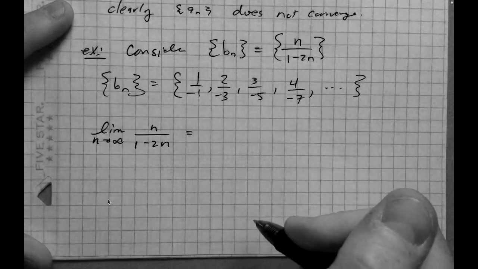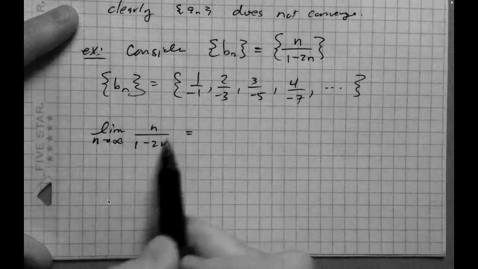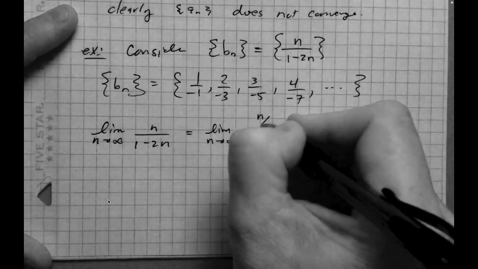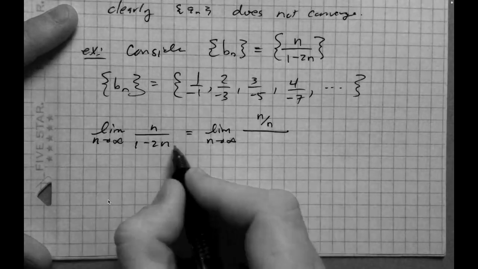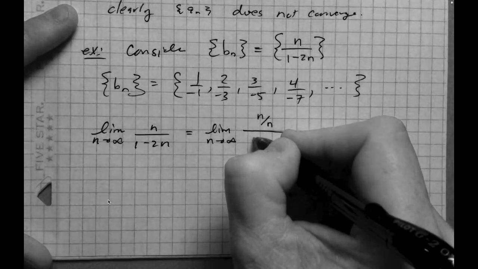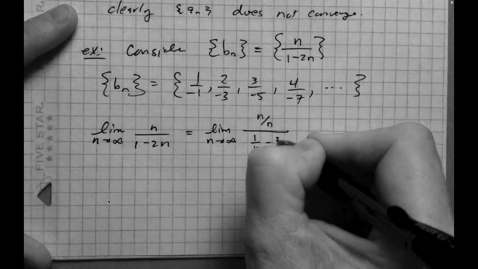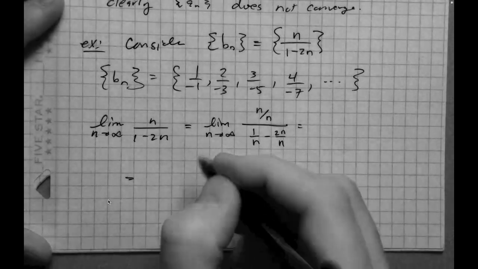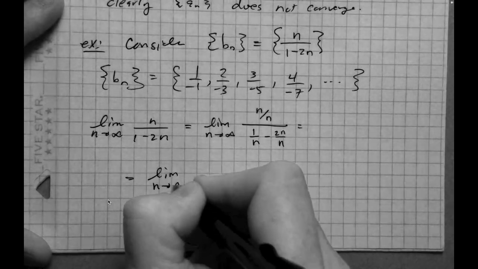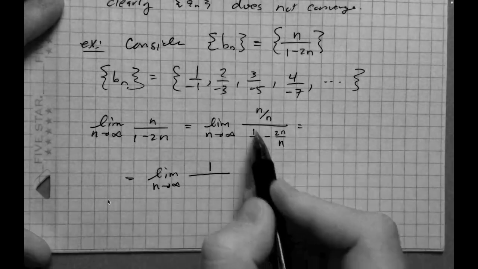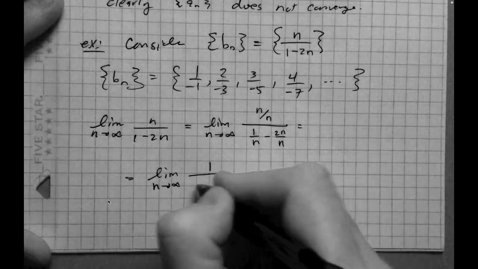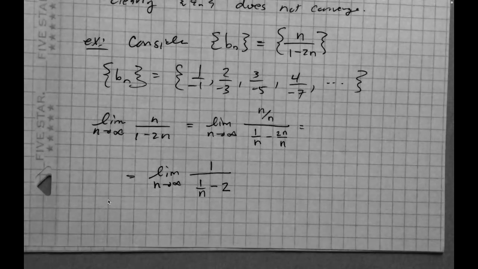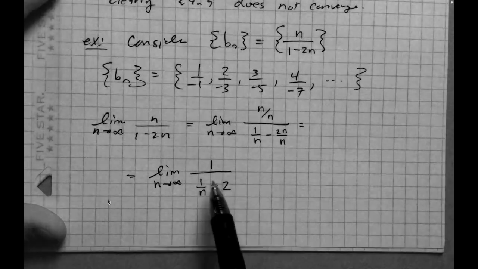Well, let's divide the top and bottom by n. So if I say n over n up top, and then down below, let's divide everything by n. I can certainly do that, right? 1 over n minus 2n over n. Right, so then I have the limit as n goes to infinity of 1 over, now what do I have down here? I've got 1 over n minus 2. Okay, now what happens as n gets large here?